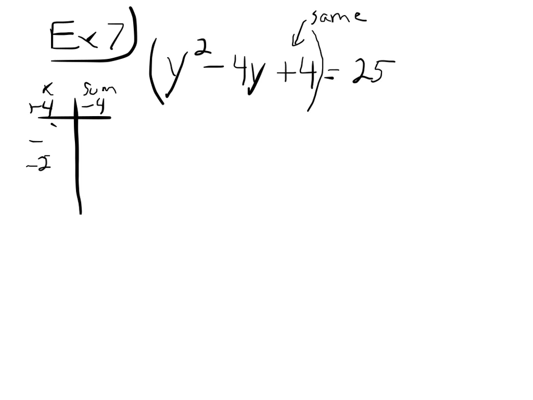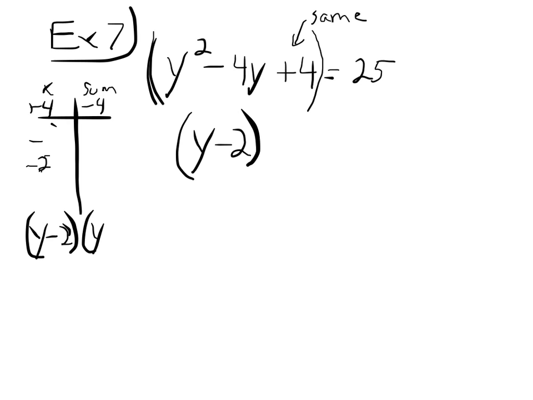So now I could actually rewrite this thing that I have in parentheses. This is y minus 2, because my two factors here, if I just factor this part in parentheses, I'm going to end up with y minus 2 and y minus 2. Well, what's another way of writing y minus 2 times y minus 2? You can write it as y minus 2 squared. And that's going to equal 25.